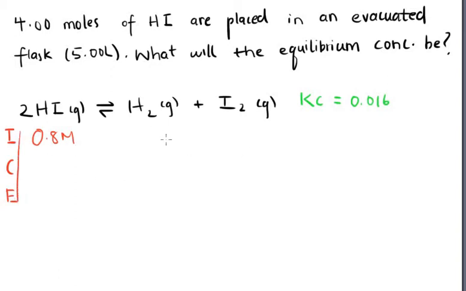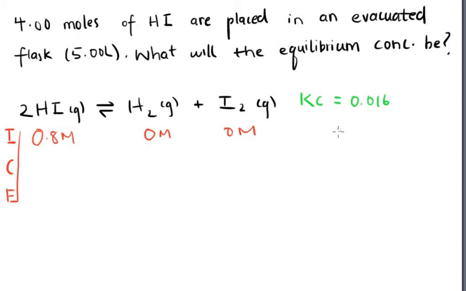That's a nice table. And for hydrogen and iodine, there's no concentration. We just have HI, so we can say this is 0 molarity for both. So we just have reactants.